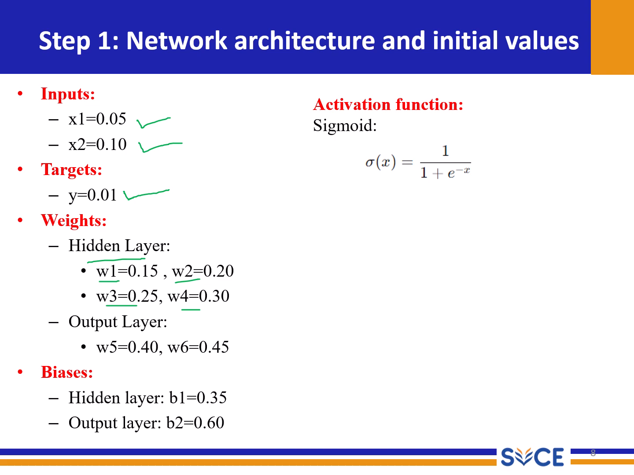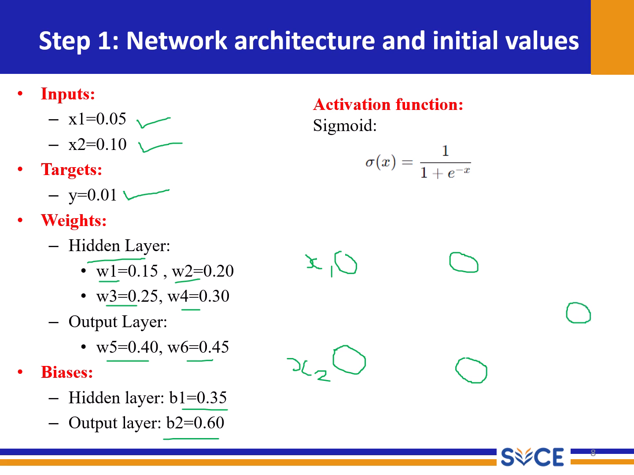Then there are weights from the hidden layer to the output layer, which are W5 and W6, and there is a bias. The bias for the hidden layer is 0.35 and the bias to the output layer is 0.60. Then this will use the sigmoid activation function as 1 by 1 plus e power minus x. So here there are two neurons in the input layer, which are x1 and x2. Then there are two neurons in the hidden layer, then only one neuron in the output layer.